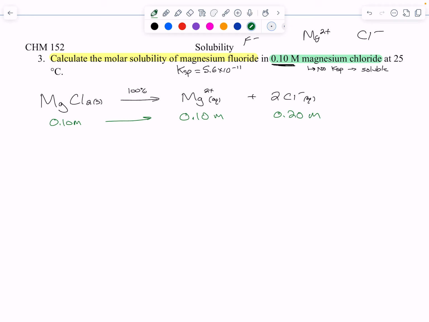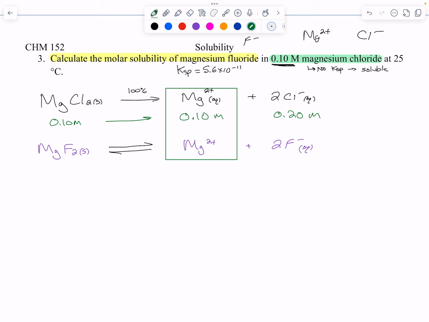Well, magnesium fluoride, we got magnesium and 2 F-. All right. So if you notice something right here, we have a common ion. And if you remember, common ions suppress the ionization of the weak electrolyte.